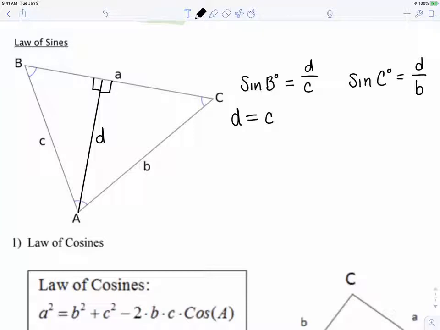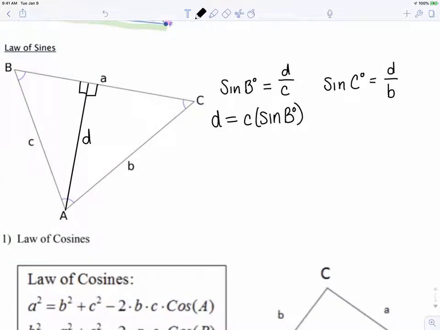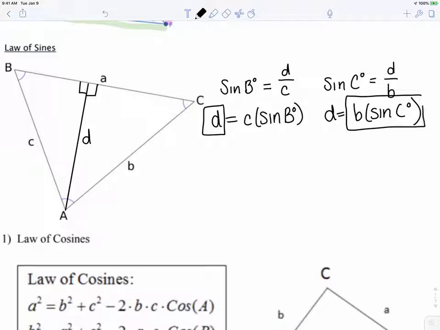So D is equal to little c times the sine of angle B. And if I rearrange the second equation to be D equals, I must have multiplied both sides by what? The little b, yeah. So b times the sine of angle C. All right, now that I have them both set equal to D, I can set them equal to each other using substitution. In other words, I can take this D out and substitute it with b times the sine of C because those values are equal.